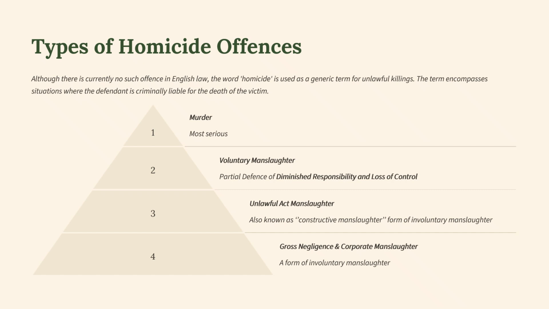So you have murder at the top of the tree, the most serious. Then you have voluntary manslaughter, with the partial defences of diminished responsibility and loss of control. You have unlawful act manslaughter, also known as constructive manslaughter, a form of involuntary manslaughter. And then you have gross negligence and corporate manslaughter, again a form of involuntary manslaughter.